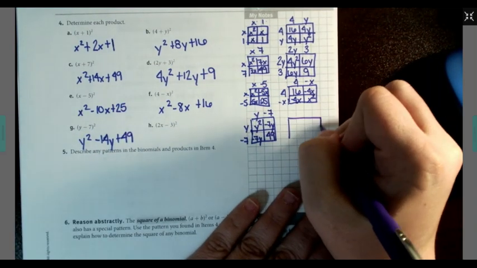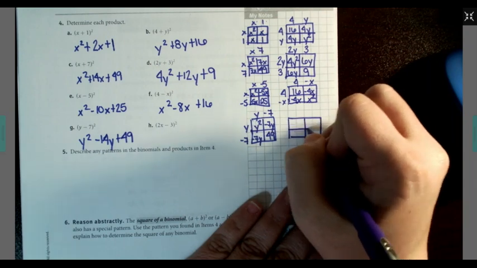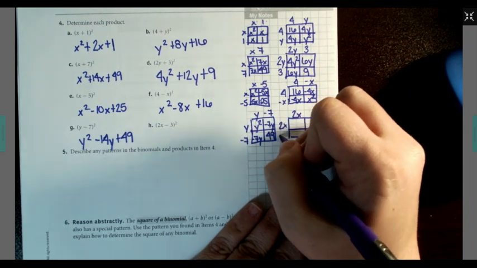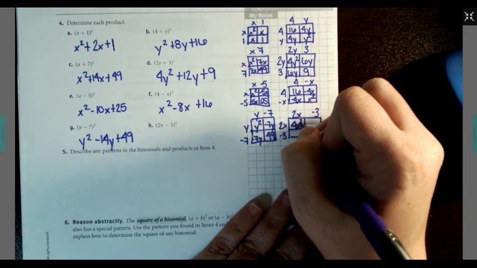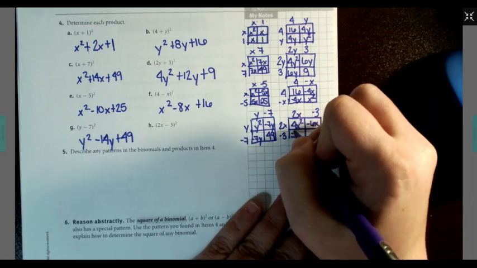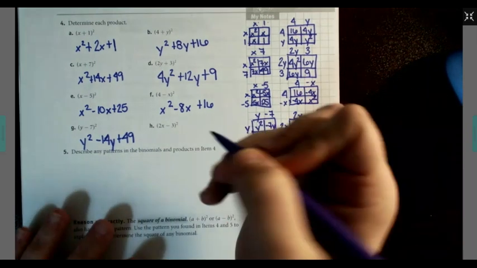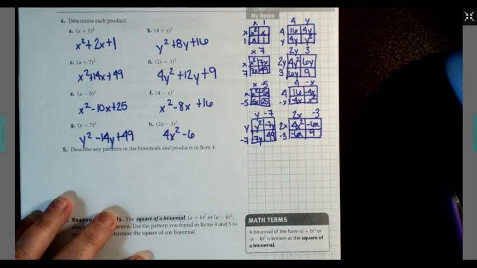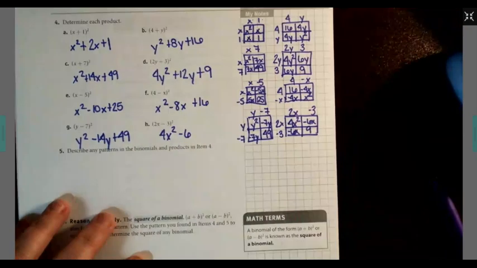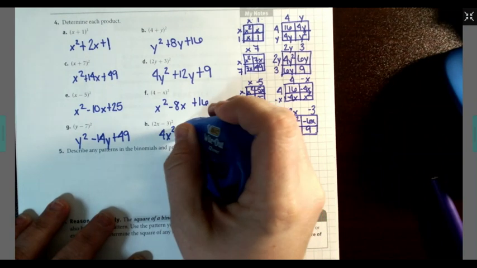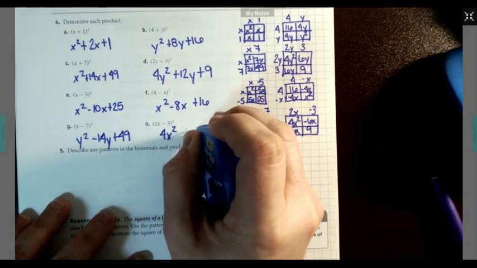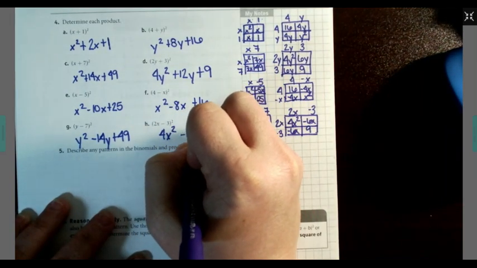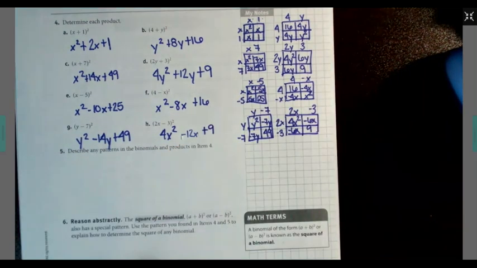Let's take a look at our last example, letter H. 2x, negative 3, 2x, negative 3. This is 4x squared, negative 6x, negative 6x, positive 9. So I've got 4x squared. Nope, shouldn't be. I tried to put negative 6. That should be negative 12. So let's go ahead and take a moment to fix that number. It should be negative 12x. And then positive 9.